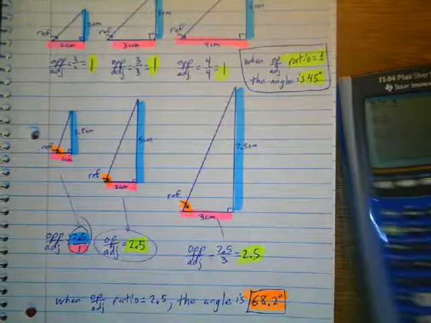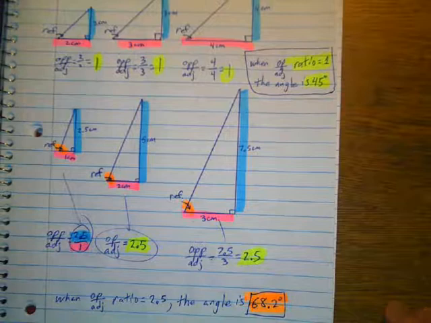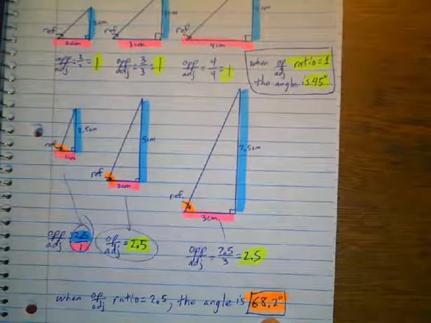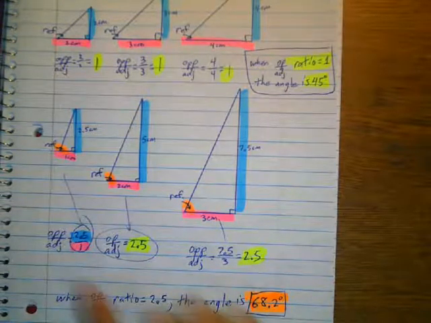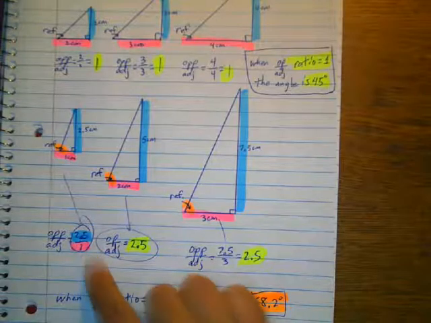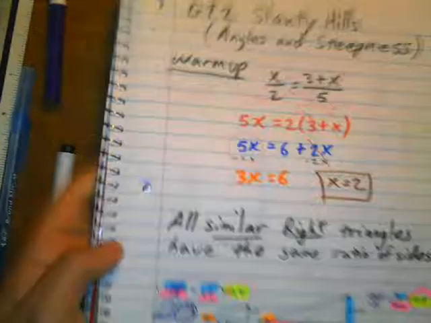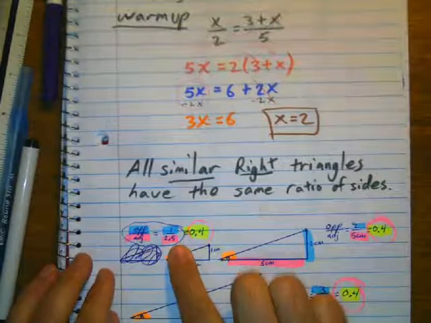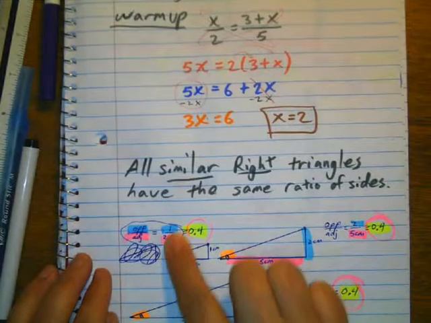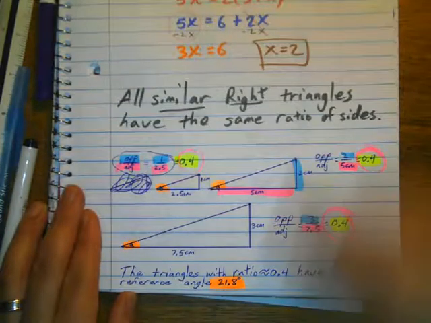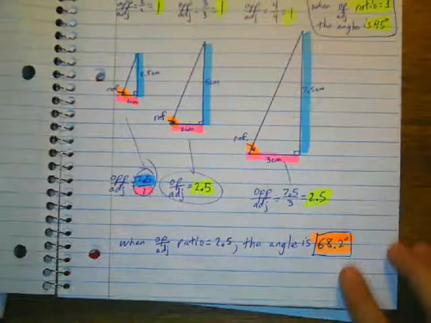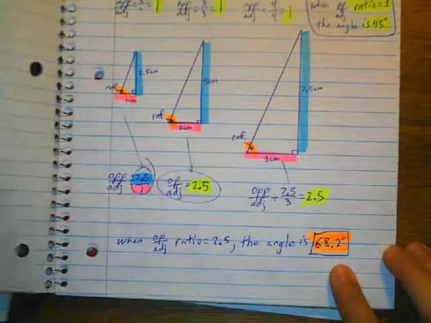Something lastly, if this is 68.2, notice this reference is 2.5 over 1. On the previous page, we had 1 over 2.5. This angle here was 21.8. This angle here was 68.2.